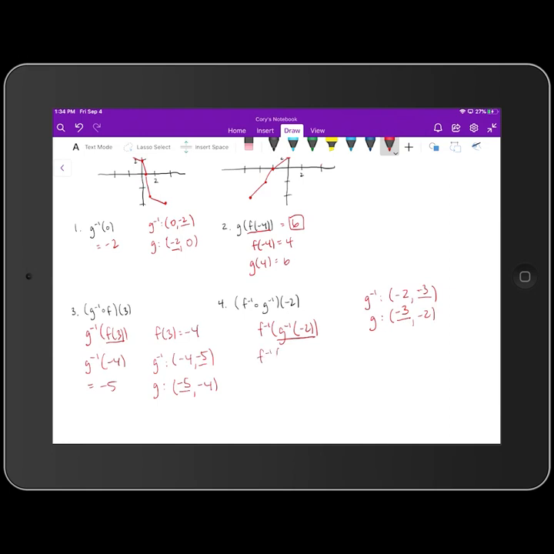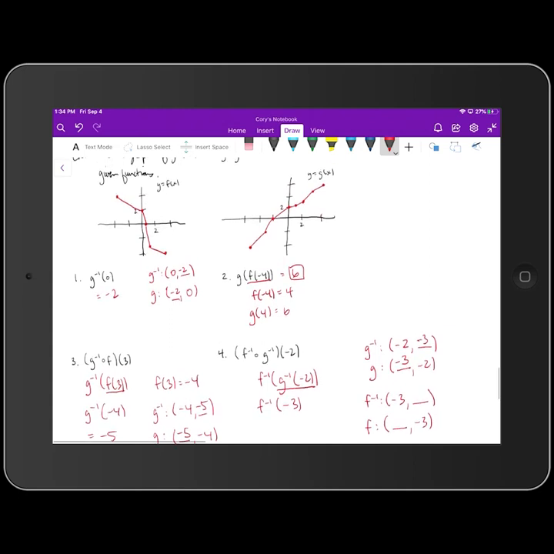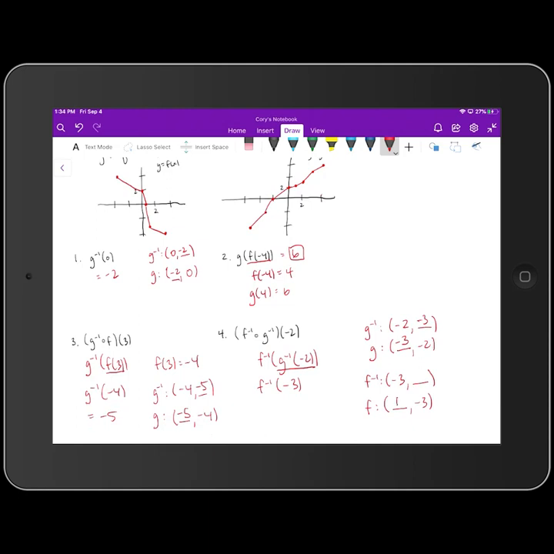So this is asking us to calculate f inverse of -3. If we want to find f inverse of -3, -3 is my input for that function. We want to find the output, which means we want to go to the graph of f and figure out what is the x value that makes the y value -3. Our y value is -3 when the x value is 1. So that makes f inverse of -3 equal to 1.